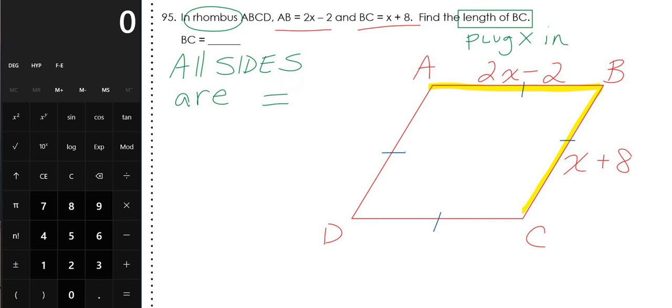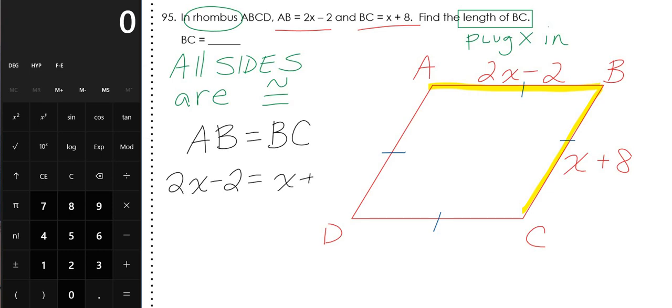That's not a great congruent symbol. Let me fix that. Okay, so let's go ahead and set them equal. I'm going to say AB is equal in measure to BC. 2x minus 2 is equal to x plus 8. I'm going to subtract x from both sides. So now I have x minus 2 equals 8. Add 2 to both sides. X is equal to 10.